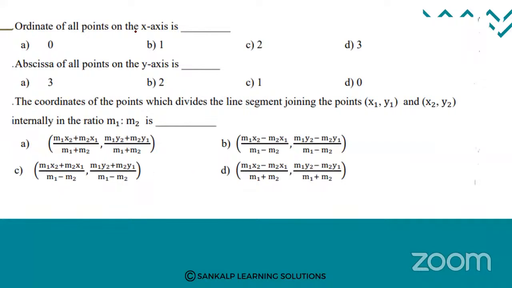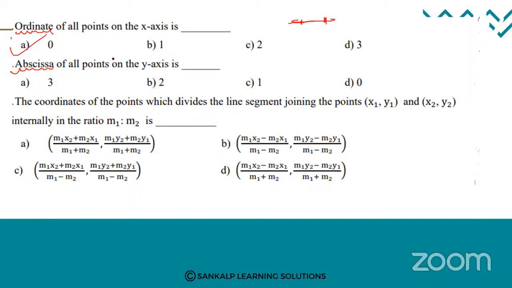Coordinates of all points on the x-axis is... sorry, not coordinates, it is ordinate. Ordinate and abscissa, you get it, right? Ordinate of all points on the axis is... we call the y-axis ordinate and the x-axis abscissa, right? So ordinate of all points on the x-axis: on the x-axis, the y value is 0. Therefore, option A is right.